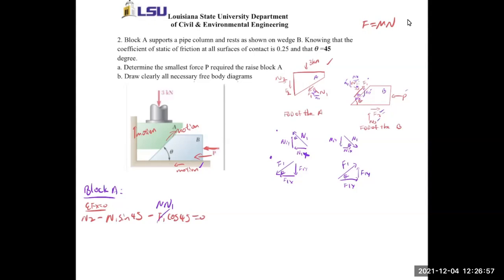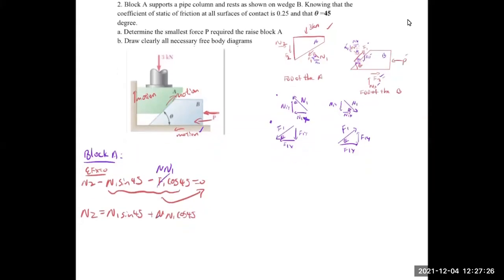And then we can rearrange this equation in terms of N1 or N2, but it'd be easier for me to rearrange it in terms of N2 because I can just simply move this whole thing over here. So N2 will be equal to N1 sine 45 plus mu N1 cosine 45. And I know that mu is equal to 0.25.